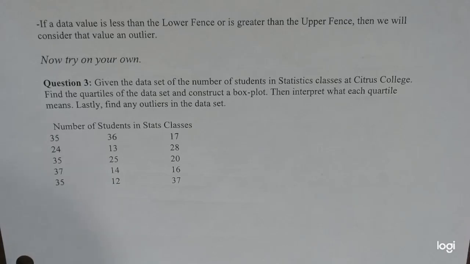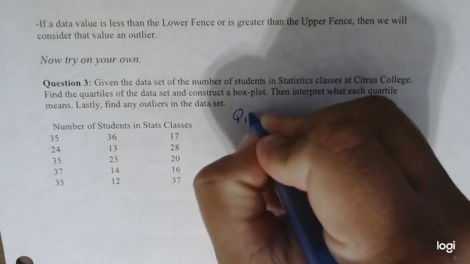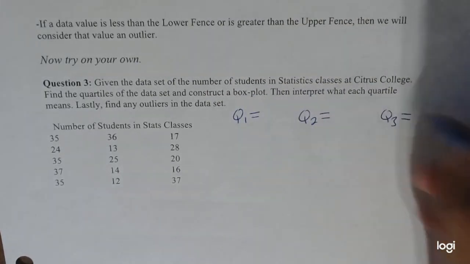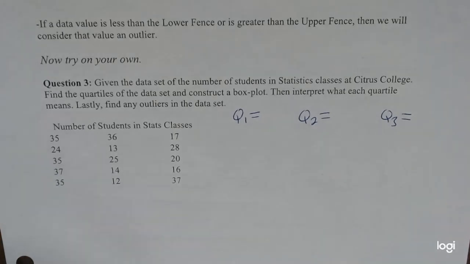So a lot of information we want to find here, right? First we want to find the quartiles, Q1, Q2, and Q3. I'll give you a quick pause to try to find the quartiles here. 3, 2, 1, pause.